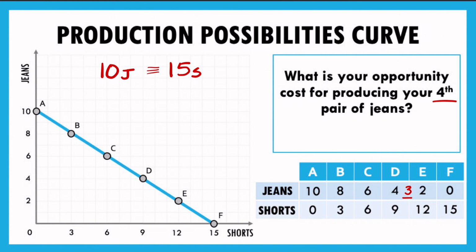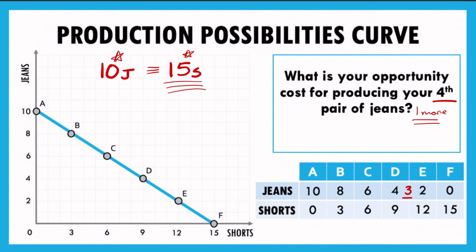Now here's the reason why we're doing this. If we just want to know what's our opportunity cost for our fourth, what we're really saying is we just want to know just one more, right? We just want to know just for one more pair of jeans. So here we know that if we wanted to produce 10 pairs of jeans, like go from no jeans to making only jeans, we would have to give up making all of our shorts, right? If we wanted to go from right here, only shorts, to only making jeans and add all 10 of those jeans, we would have to give up 15 pairs of shorts in order to get 10 pairs of jeans. Okay, the opportunity cost for producing 10 pairs of jeans is 15 pairs of shorts.